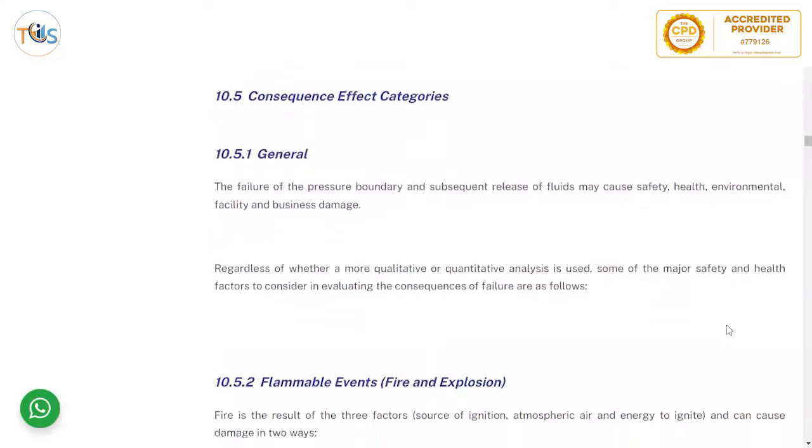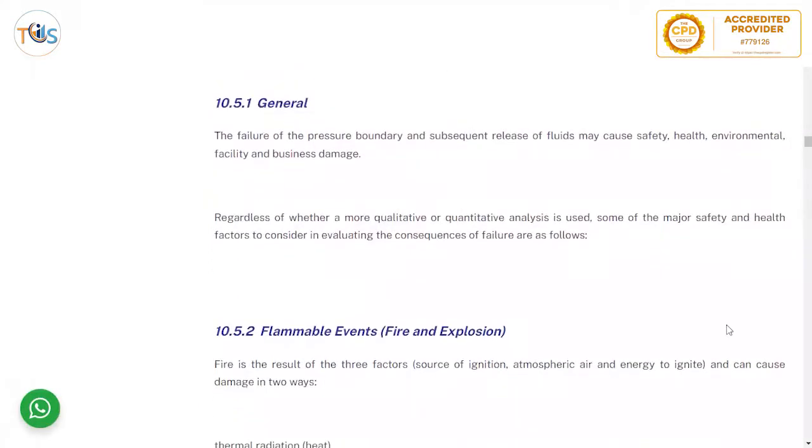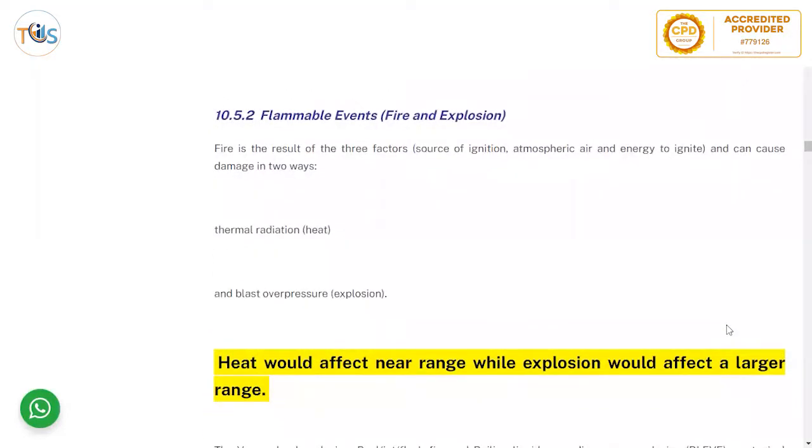Consequence effect categories: the failure of pressure boundary and subsequent release of fluids may cause safety, health, environmental, facility, and business damage. Regardless of whether a more qualitative or quantitative analysis is used, some of the major safety and health factors to consider in evaluating the consequence of failures are as follows: flammable events, fire and explosion.